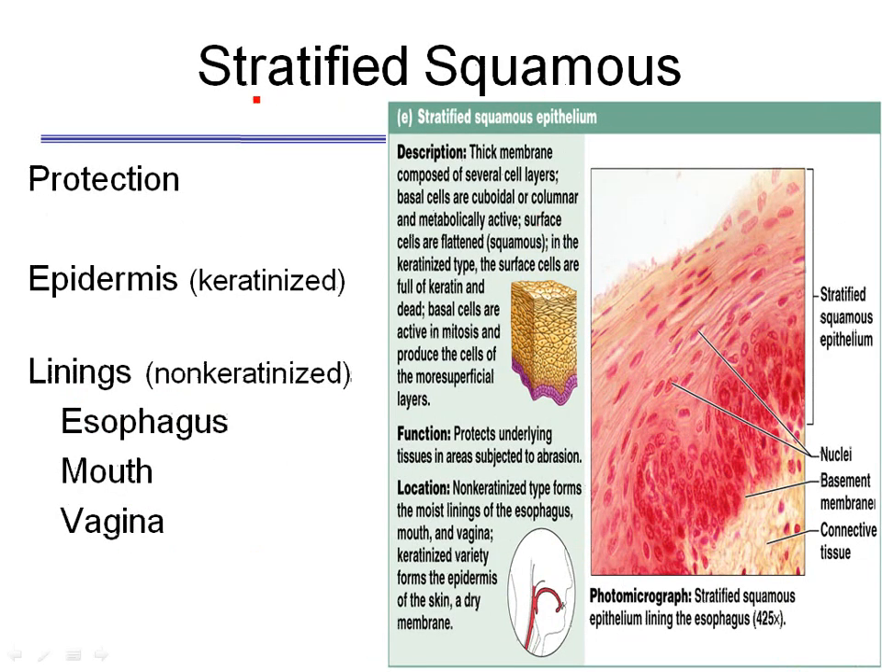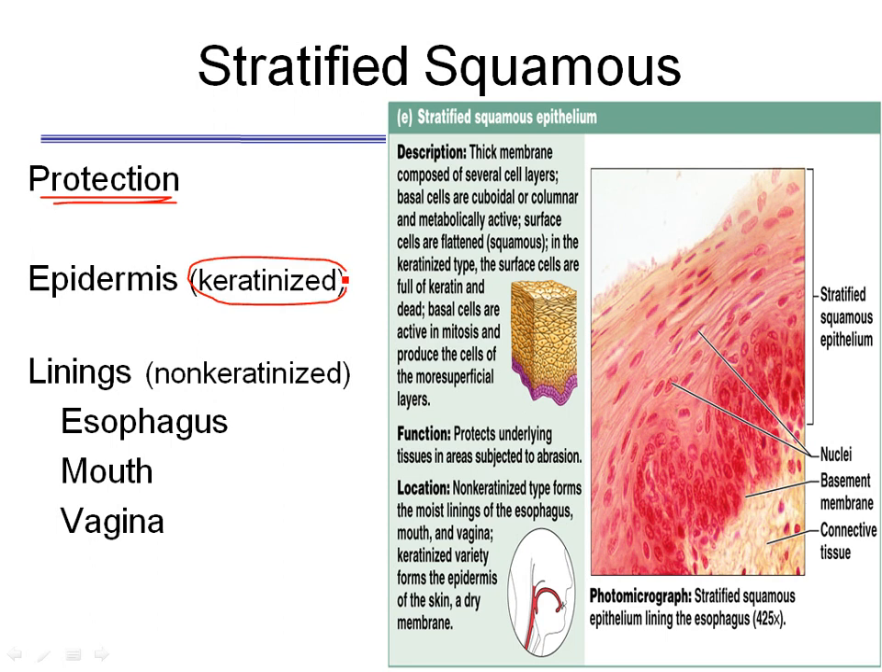Stratified squamous. Stratified squamous is going to be layers of flat cells, and you find this wherever you need protection, wherever you have a structure that gets a lot of abrasive action on it. In the epidermis of your skin, which we'll talk about subsequently in another chapter, it's keratinized. Keratin is a protein that makes them fairly hard and waterproof.